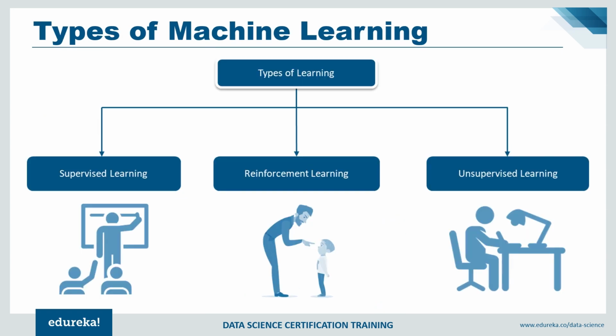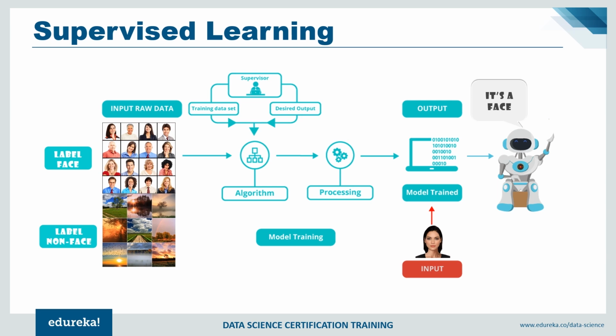So guys, next we are going to discuss the types of machine learning. We have three types of machine learning, which are supervised, reinforcement, and unsupervised machine learning. If we talk about supervised machine learning, supervised learning is where you have the input variables x and the output variable y, and you use an algorithm to learn the mapping function from the input to the output.